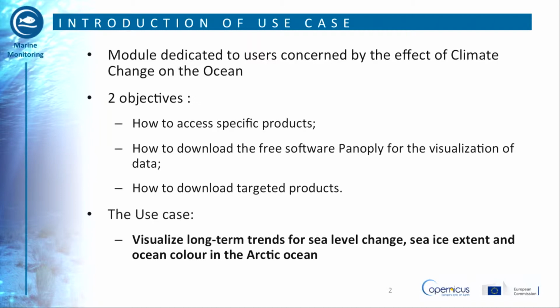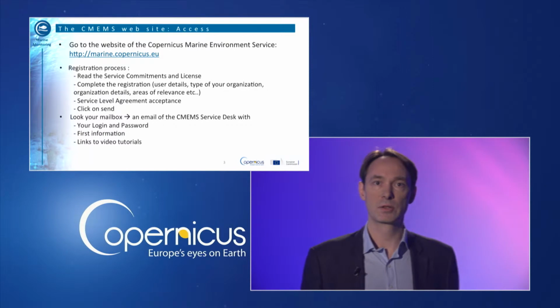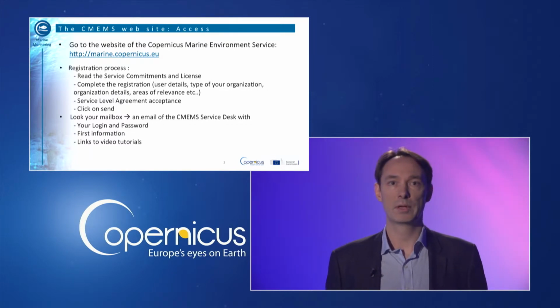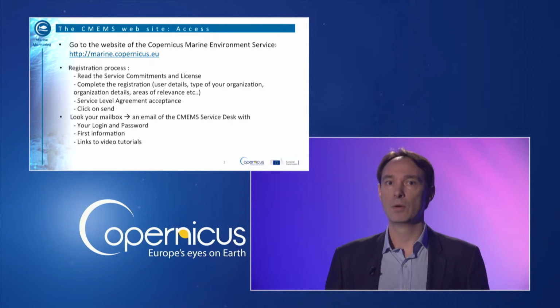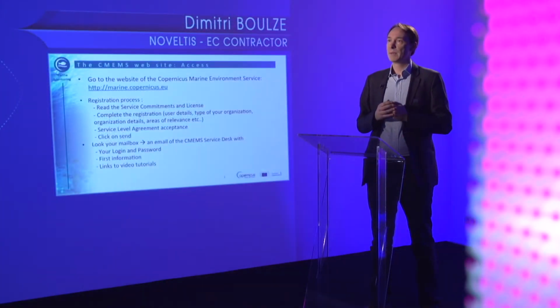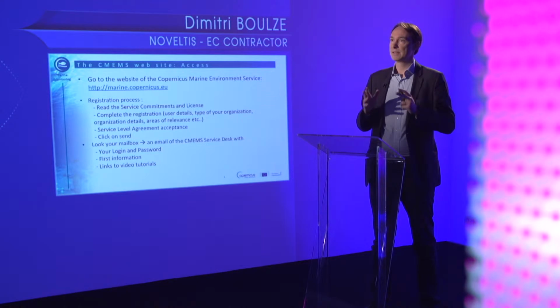This use case focuses on the visualization of long-term trends of sea level change, sea ice extent, and ocean color in the Arctic Ocean. To access the specific products, you first have to go to the Copernicus website of the Marine Service. The video hereafter will display the step-by-step process necessary for your registration.